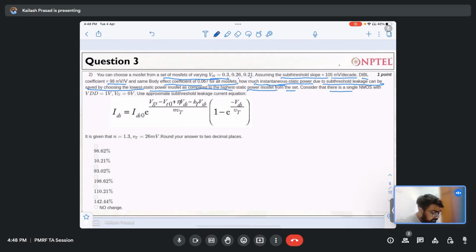Consider that there is a single NMOS with VDD equal to 1 volt, VG equal to 0 volt, and use this equation to calculate the static leakage current. It is given that n is 1.3, and VT is equal to 26 millivolt. So this is not a difficult question to solve. You just have to provide the appropriate parameters.